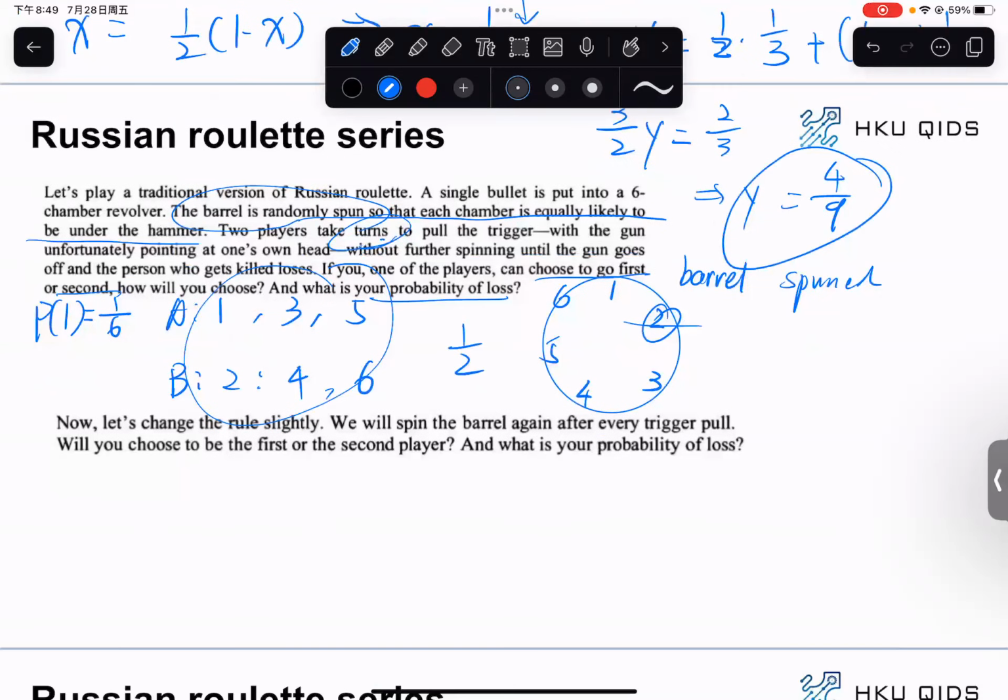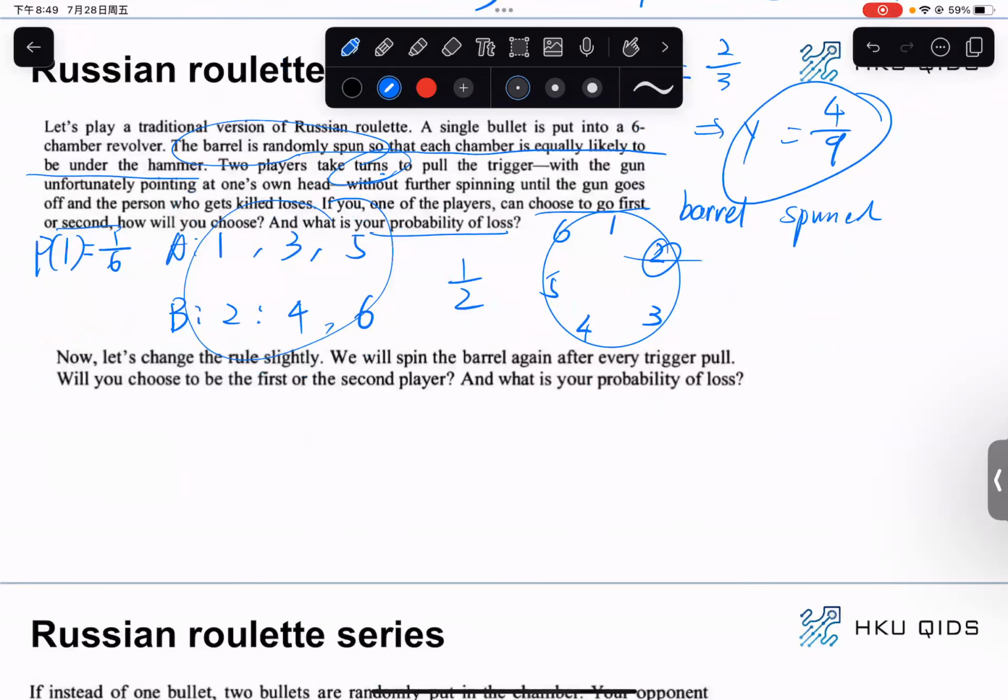But now let's come to a variant of this question. Let's change the rule slightly. We will spin the barrel again after each trigger pull. So now, should I choose to be the first or the second player? And what's my probability of loss?